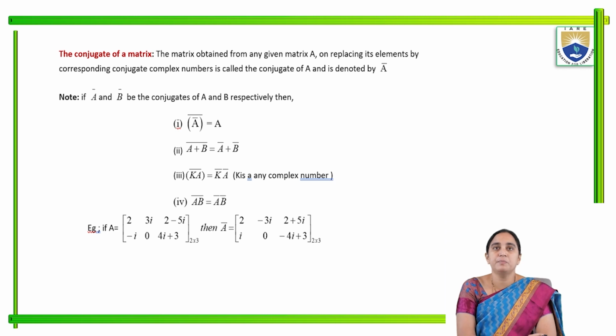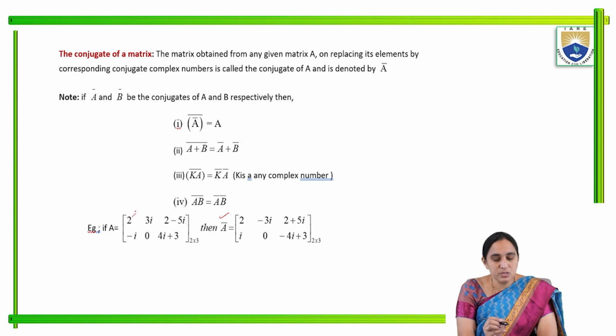Next, conjugate of a matrix. The matrix obtained from any given matrix A on replacing its elements by the corresponding conjugate complex numbers is called the conjugate of A, and it is denoted by A bar. Conjugate means you only have to take the conjugate of the complex numbers. Observe the example: 2, 3i, 2 minus 5i, minus i, 0, 4i plus 3. This is a 2 by 3 matrix. How to define the conjugate? A bar.